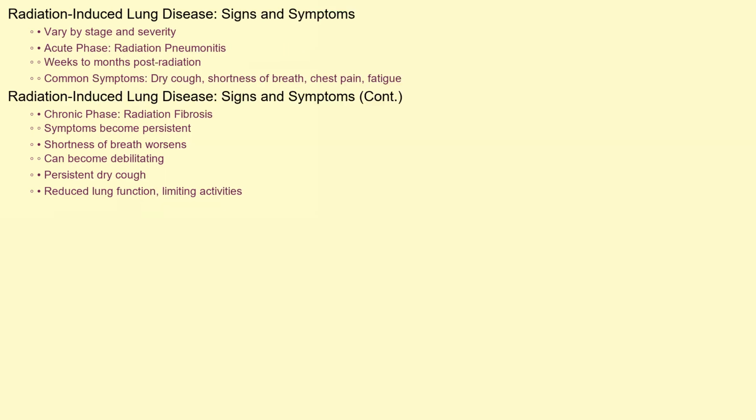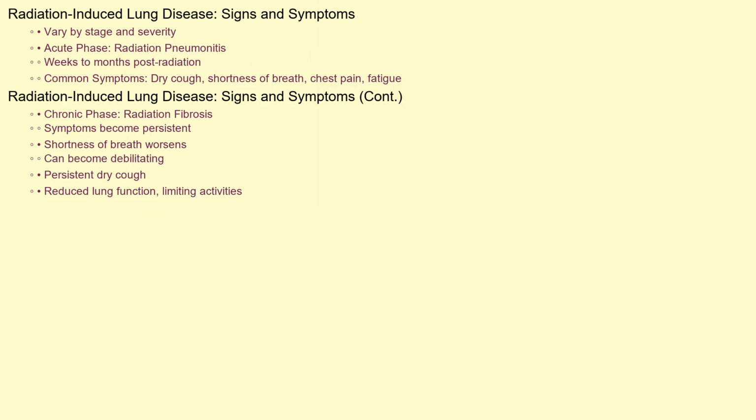The signs and symptoms of radiation-induced lung disease can vary, depending on the stage and severity of the condition. The acute phase, known as radiation pneumonitis, typically occurs weeks to months after radiation therapy. Common symptoms include a dry cough, shortness of breath, especially with exertion, chest pain, and fatigue.